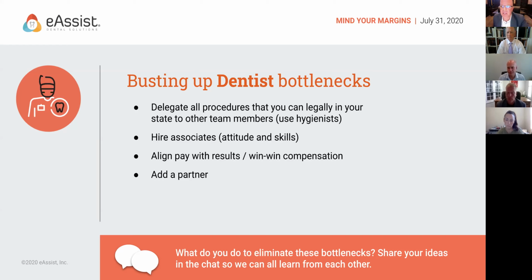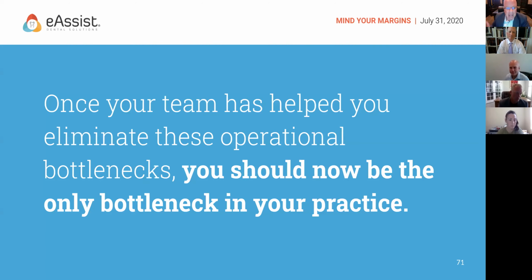We're going to talk more about this in our next webinar: how to bring in the right associate, how to pay the right associate, how to add different associates, and there are different ways of doing it. We have all tried different ones, different types of bonus compensation structures to help align pay with results so that you can even expand and eliminate the dental bottleneck, still being the bottleneck, but making it even better.